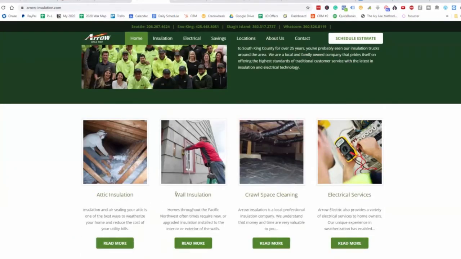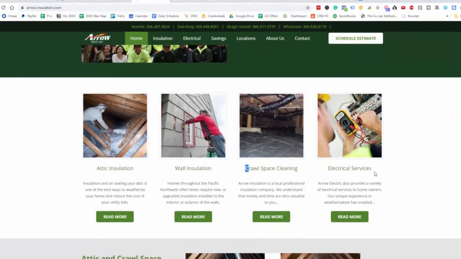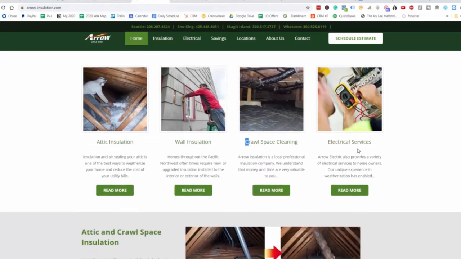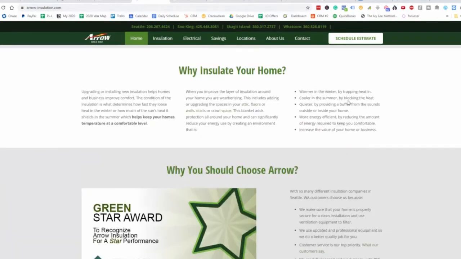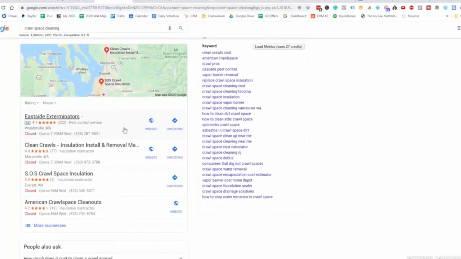Attic insulation, wall insulation. So this can be another keyword that we can use. Wall insulation, and then there's the crawl space cleaning. We have that. Electrical services. This may also be an additional service, depending on the contractor. They have some before and afters here. Let's check out another contractor.